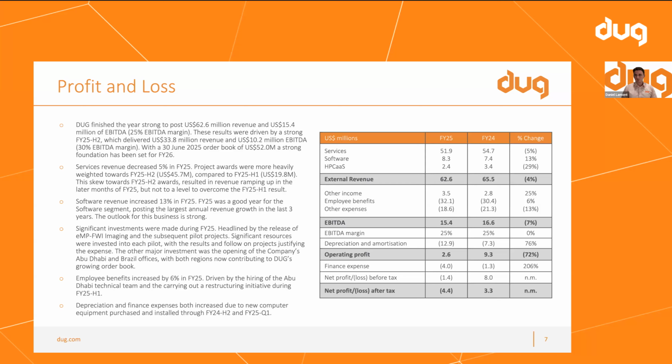Now, as Matt touched on as well, 15.4 of EBITDA, that's 25% margin. We had 30% margin in second half. And the significant investments, which we touched on at half year as well. We had the release of EMP FWI and the pilot projects that went along with that. And there was a lot of resources invested into those projects.